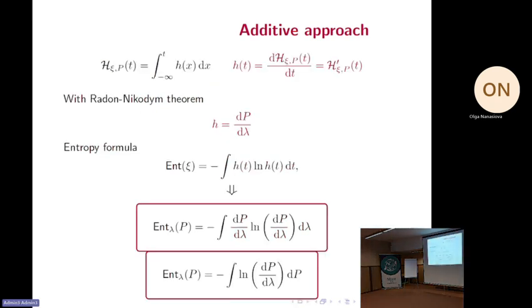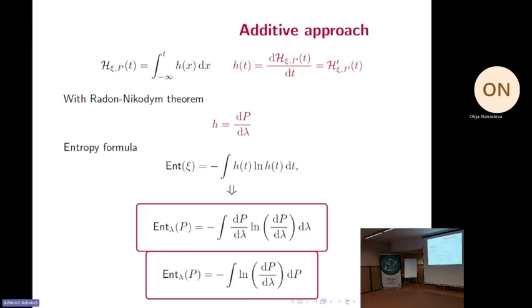Okay, and with these, you probably know the entropy formula in this form. By replacing the probability density function with the Radon-Nikodym derivative, we can obtain this formula for the entropy, still in the additive case, where lambda is taken as a reference measure. What needs to be said is that this reference measure does not affect the result, meaning that taking any other reference measure still gives us the same entropy value.